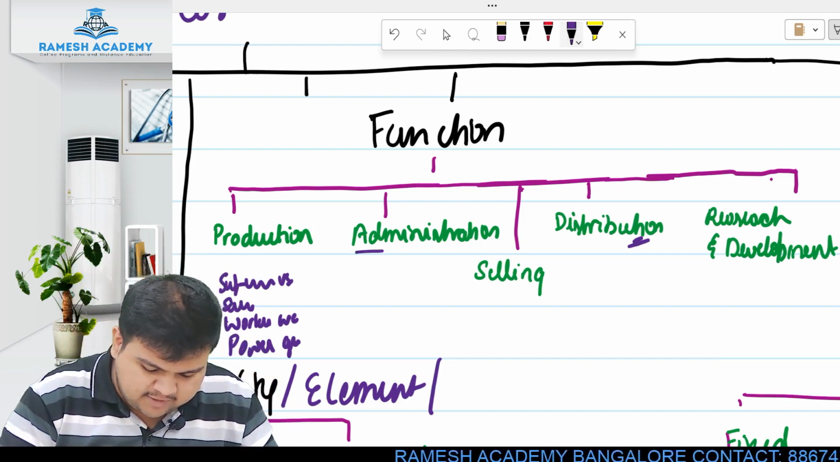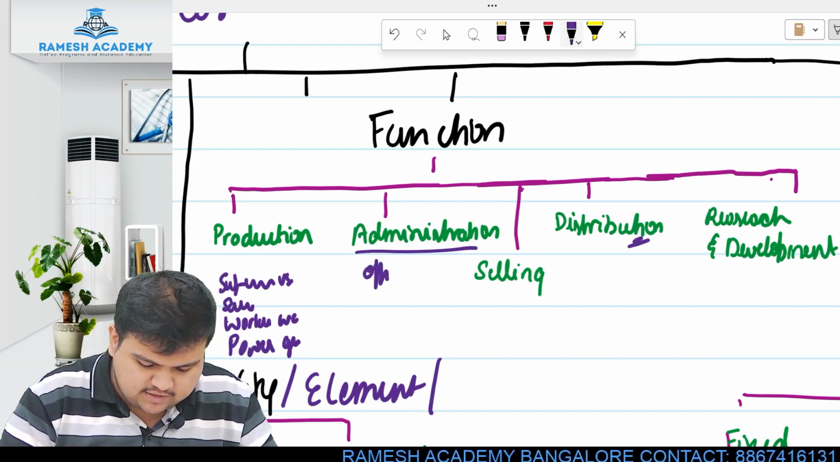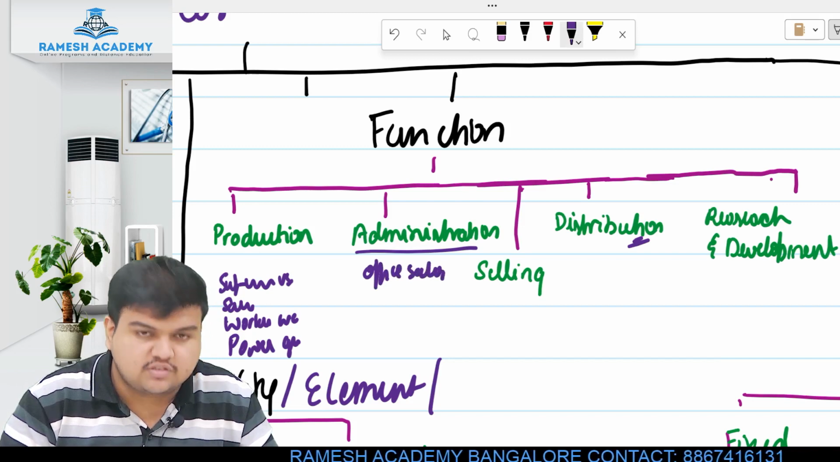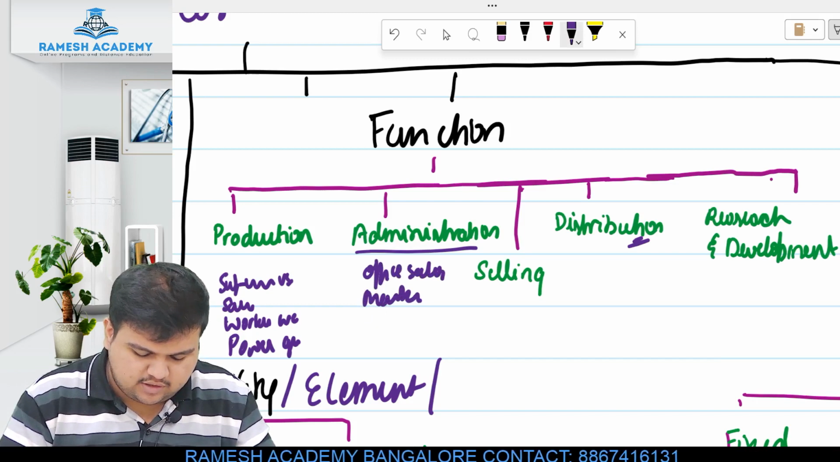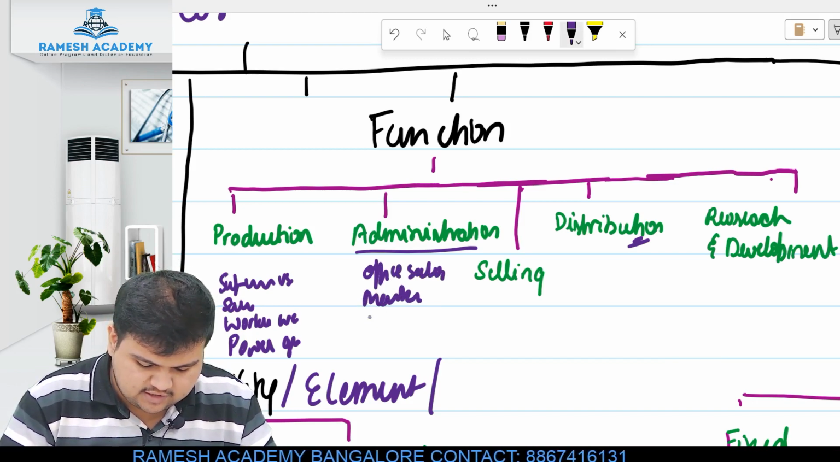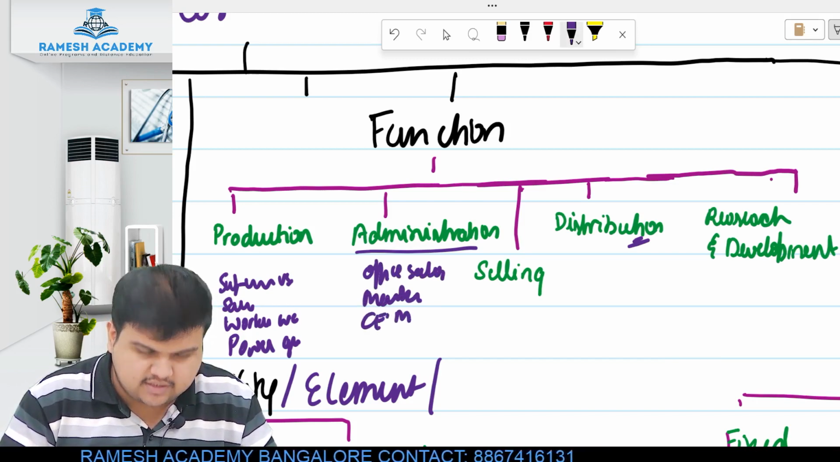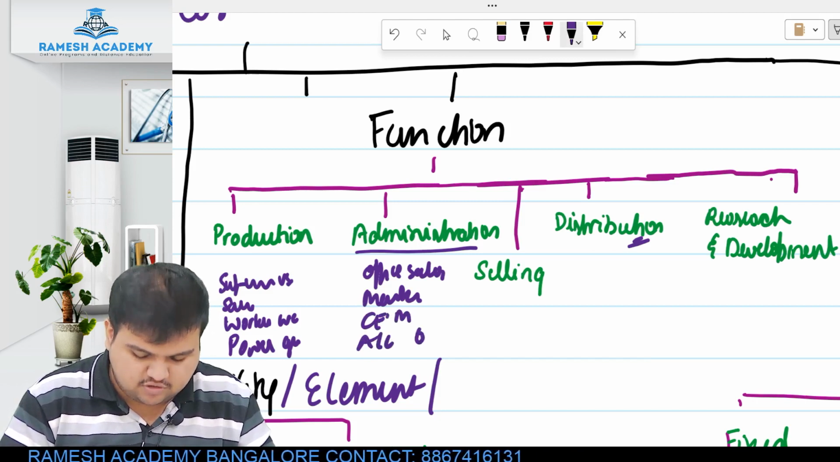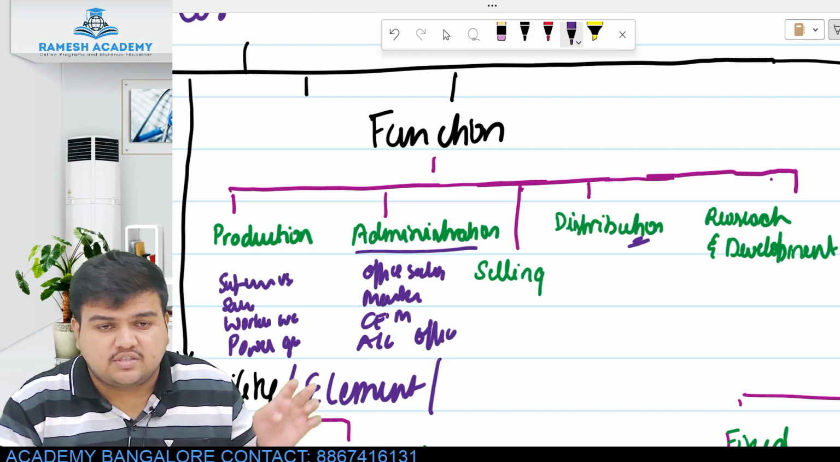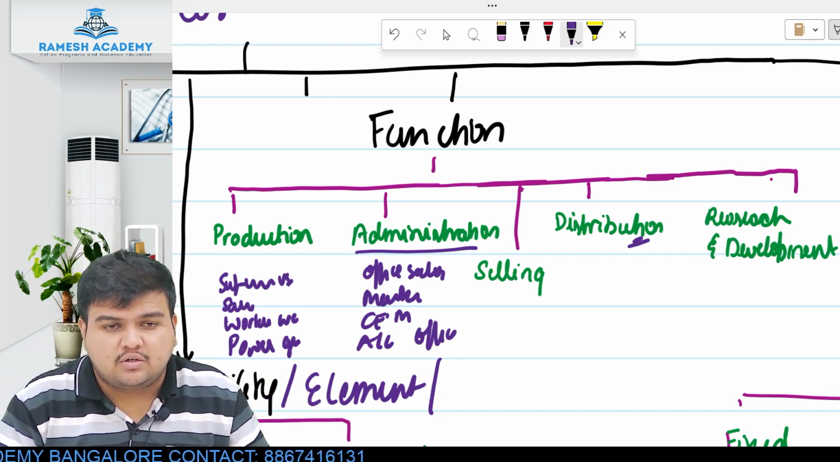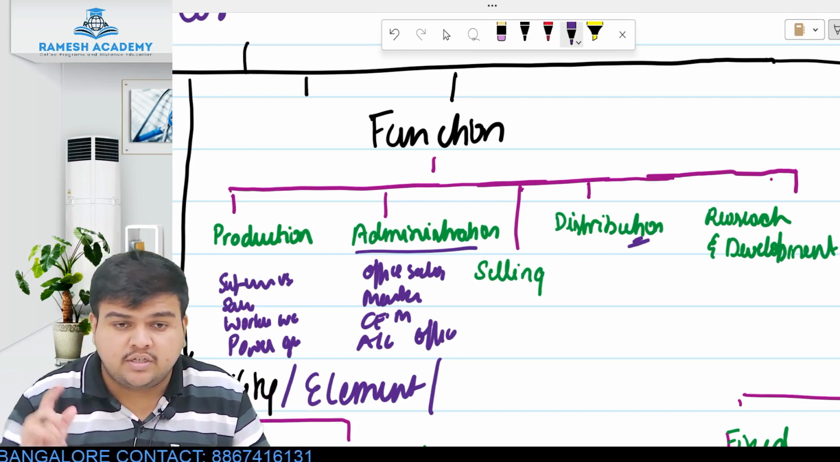Next comes administration. This is office staff salary, marketing manager salary, other expenses like CEO's and MD's salary, AC running expenses, office rent. So these are all admin expenses. You can't put office rent in production. Do you need an office to produce? You need a factory to produce. You need an office to run.